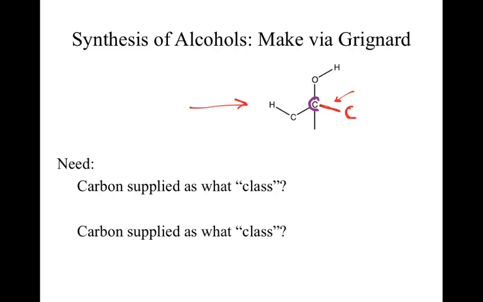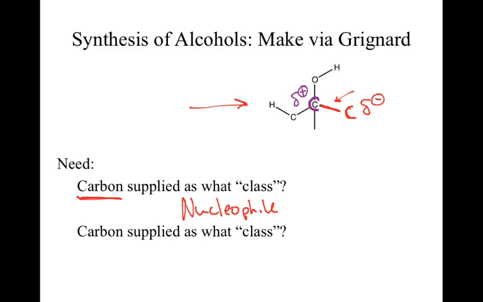Well, the purple one is bound to an oxygen. It's partially positive, which means for the red one to react, the charge on that red carbon must be partially negative. This is where things get tricky. That means the red carbon is being supplied as what class or chemical reactivity? We're looking at a nucleophile, which is very odd.